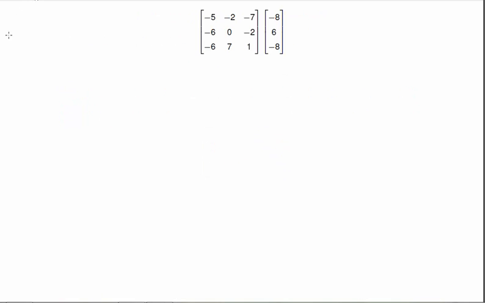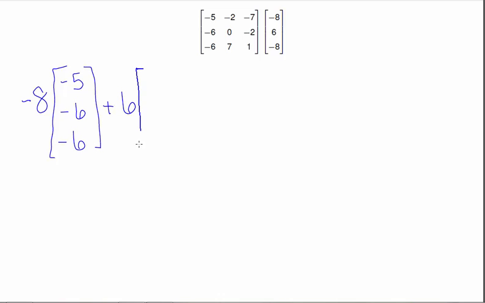So we'll do this. We take the first entry in the vector, which is -8, and we multiply that by the first column of the matrix: -5, -6, -6. The next entry is a 6 times the second column: -2, 0, 7. And then -8 times the third column: -7, -2, and 1.